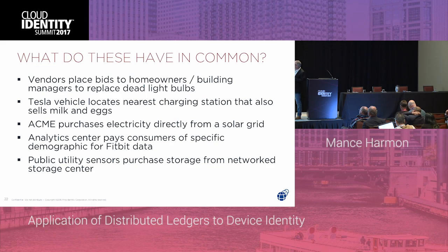The vendors that want to place bids to a homeowner to replace the light bulb, they don't really care about the identity of the light bulb, right? What they care about, what I care about, are the services that things provide. The Tesla vehicle doesn't care about the identity of the charging station. The Tesla vehicle wants to query some service that says, return to me the list of charging stations that meet a certain set of criteria that I have defined. It's true for all of these. You don't start with an identifier. You start with a query on a set of IoT services to find those things that provide the services you care about. It's very different, right? The services that IoT things provide are what's important, not the identity of the things themselves.